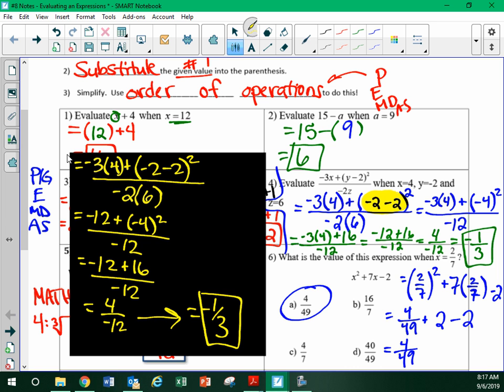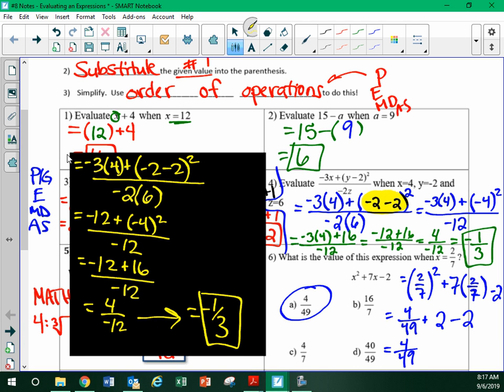Okay, so we are following order of operations, but we're kind of doing multiple pieces at the same time. I know that I cannot add these together until I've dealt with the multiplication here and dealt with the parentheses. So we can essentially do that at the same time, and it saves you a few steps.